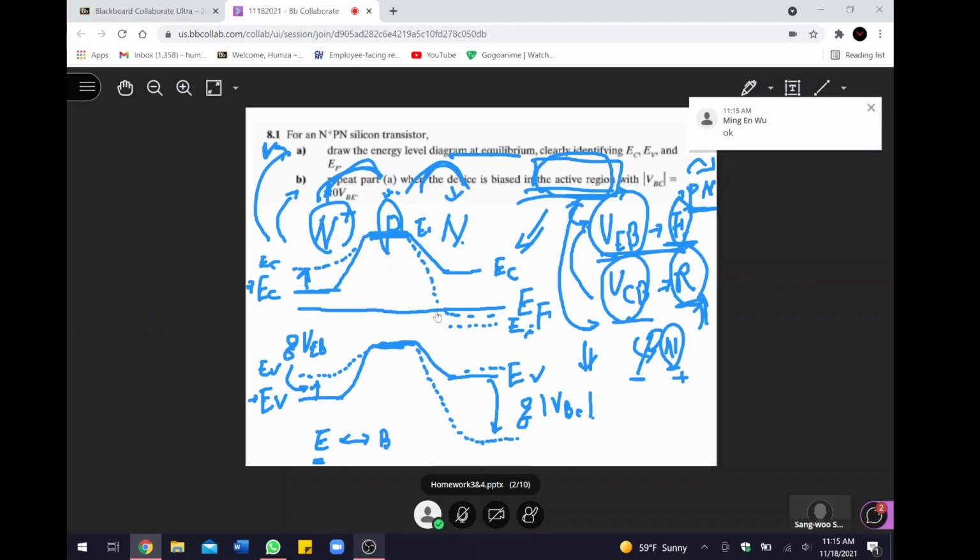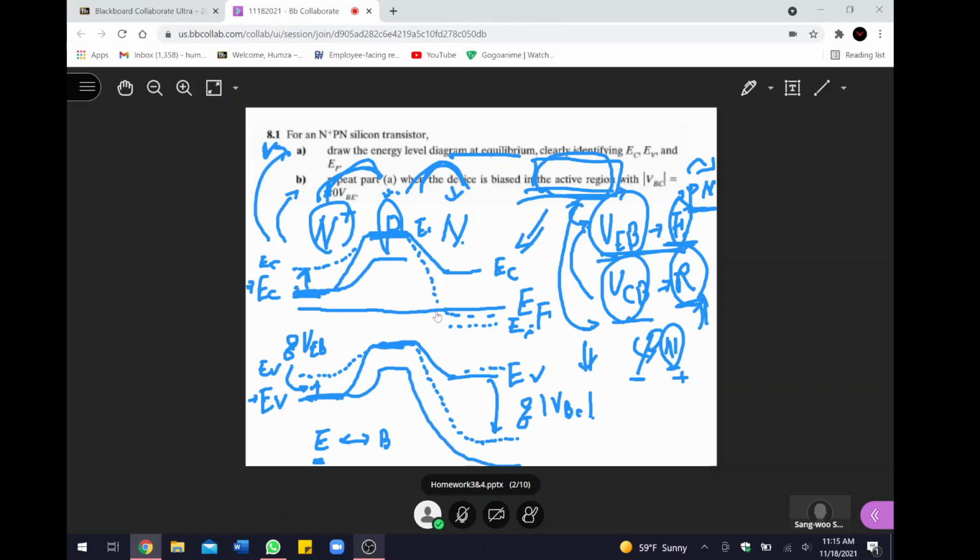Either way, as I mentioned, for the energy band diagram we are just looking at the relative difference between the emitter, base and collector. So if you keep the emitter this way, then the base is going to be lower, and then the collector relative to the base is further lower, right? So you can draw it this way too, or you can keep the collector side at the same level.